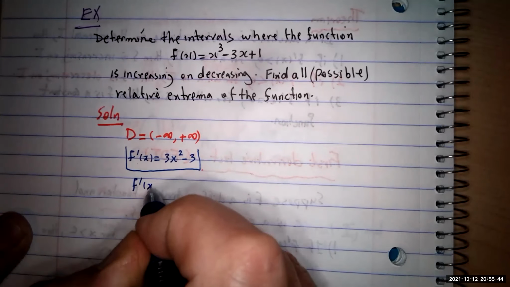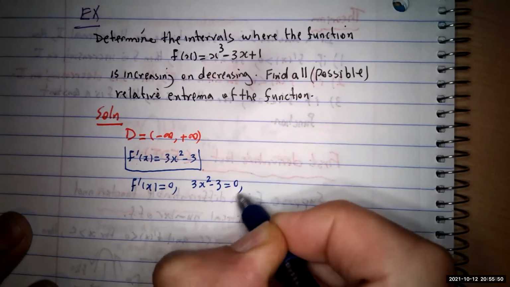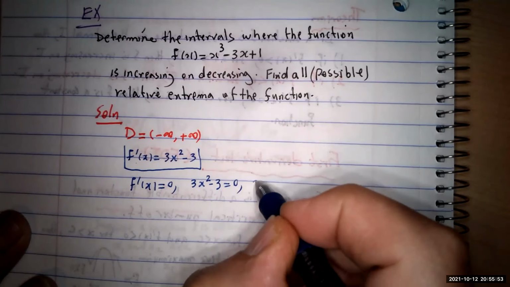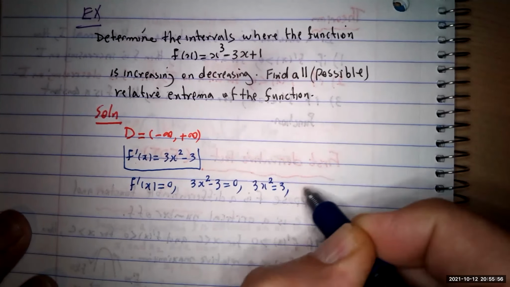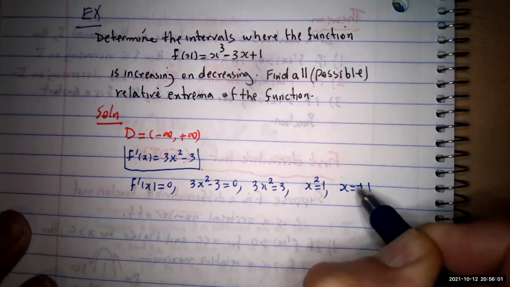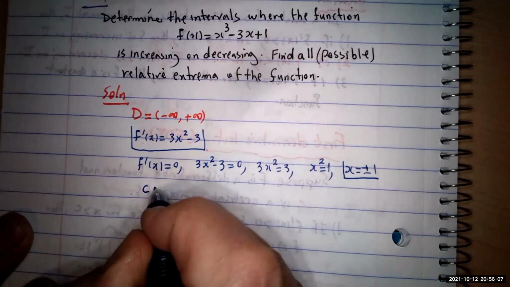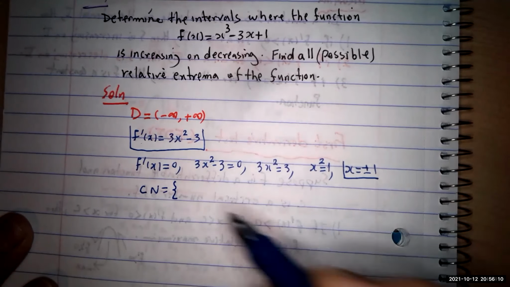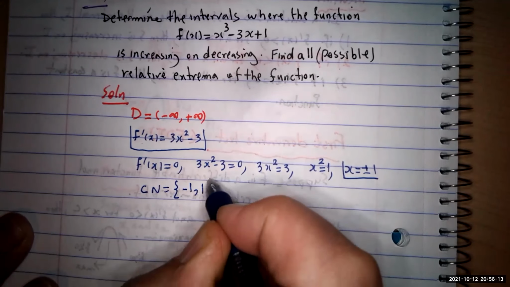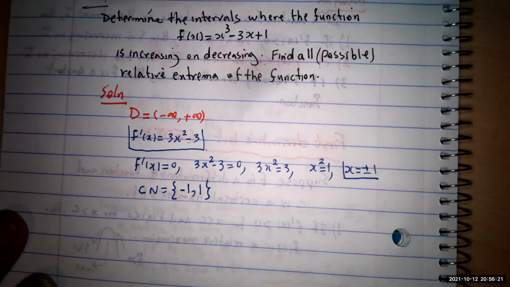F prime of x equal to 0. So it's going to be 3x squared minus 3 equal to 0. Solve this equation. That gives you 3x squared equal to 3, x squared equal to 1, and x would be positive or negative 1. Double check, make sure you get it right. So these are going to be your critical numbers, negative 1 and 1. You don't have to check because your domain is all real numbers, so they are already in the domain. That would be step one. Any question?